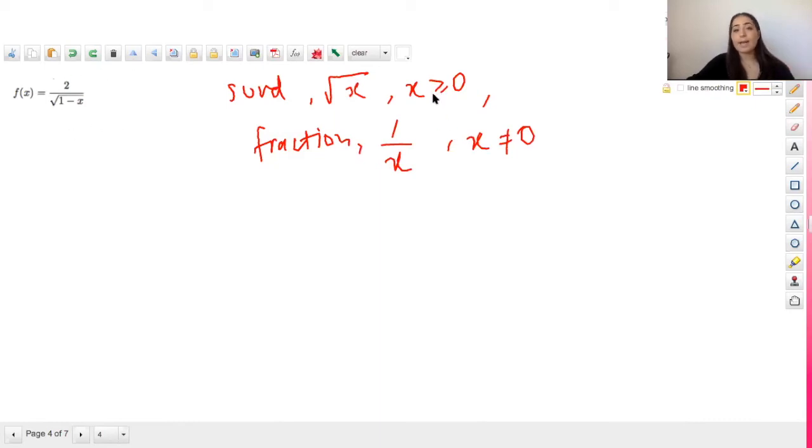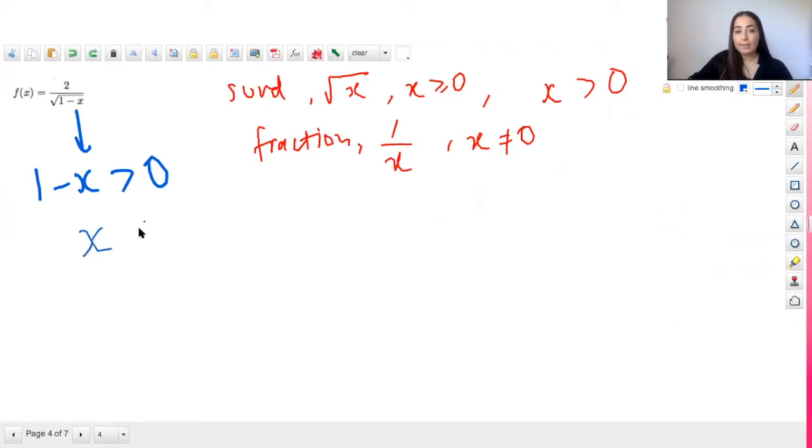So the surd states that it has to be positive and equal to 0, and the fraction states that it cannot be equal to 0. So from both of these restrictions, we derive that x has to be positive. So the overlap between these two is x is positive. And we know that x is what's under the surd and what's on the denominator. So we take what's under the square root and we make it positive. And then we just simply solve for x. So we get x is less than 1. So therefore, the domain of this function is x is less than 1.